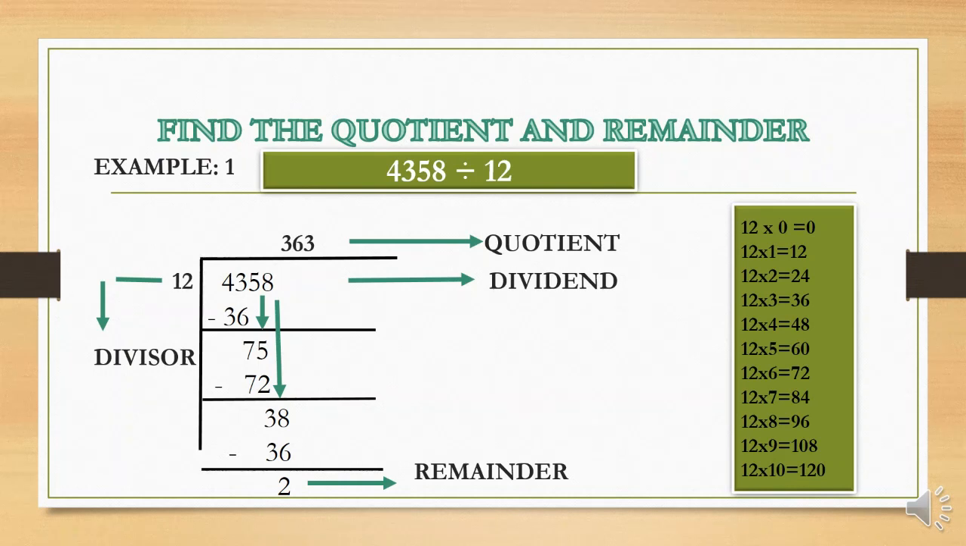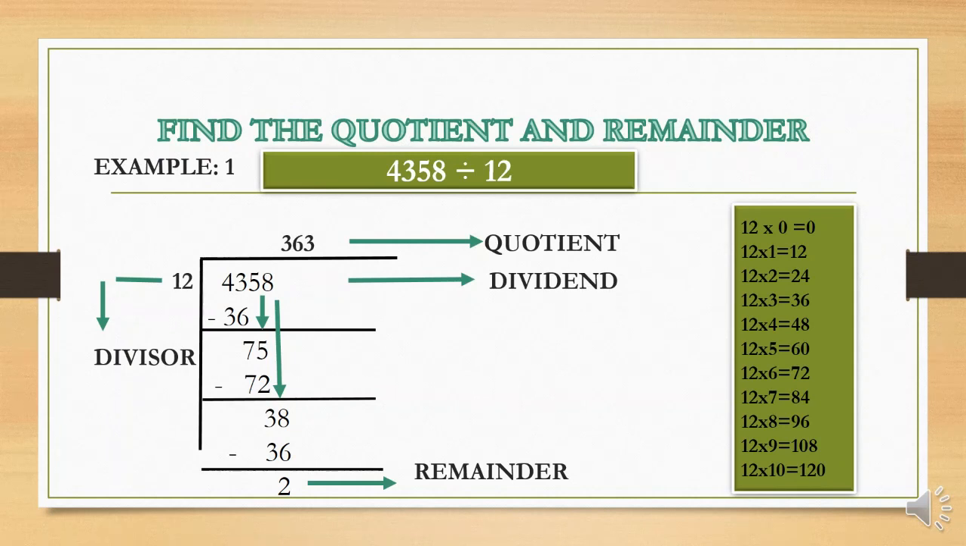Step 3 is to multiply 12 by 3. As we know, 12 into 3 is equal to 36. We write 36 under 43. Step 4 is to subtract 36 from 43, which is equal to 7. Now, step 5 is to bring down the next digit, that is 5. After bringing down the digit, we repeat steps 1 to 5 till there are no more digits to bring down.